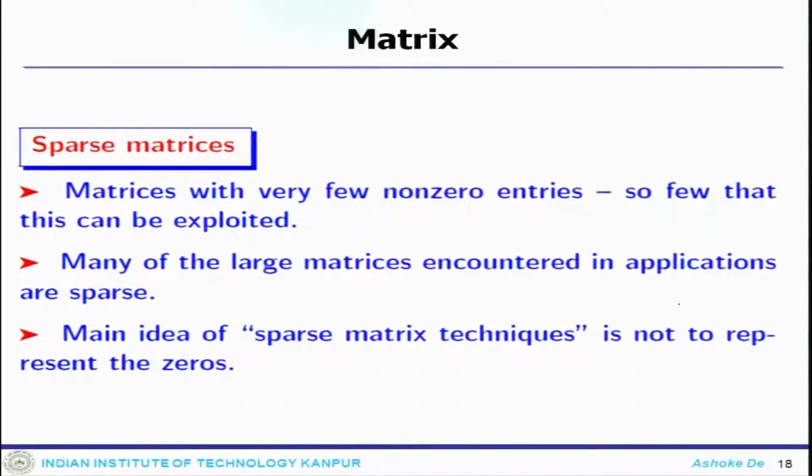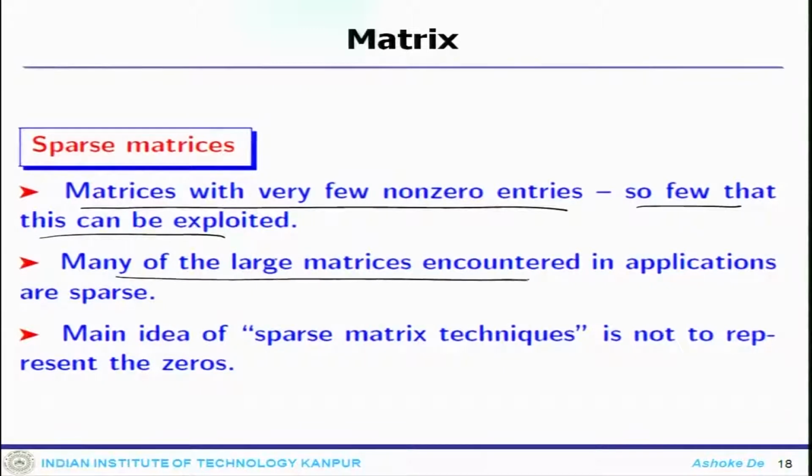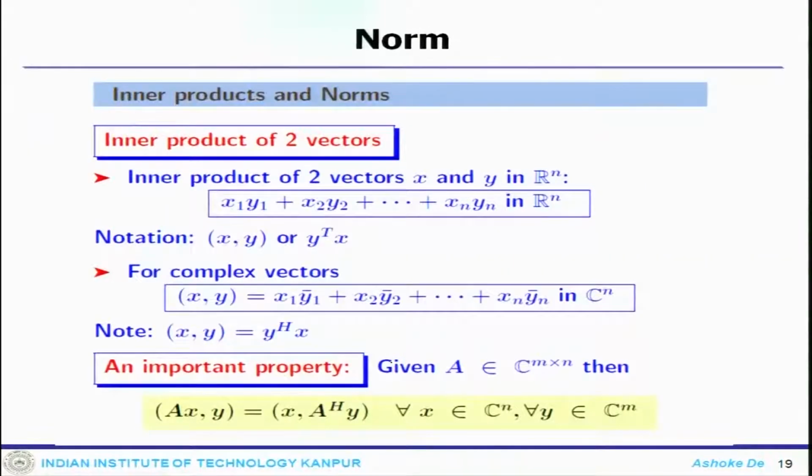Sparse matrices are matrices with very few non-zero entries, so few that this can be exploited. Many of the large matrices encountered in real applications are sparse, and the main idea of sparse matrix techniques is not to represent the zeros. There are few non-zero entries, but they are randomly located.